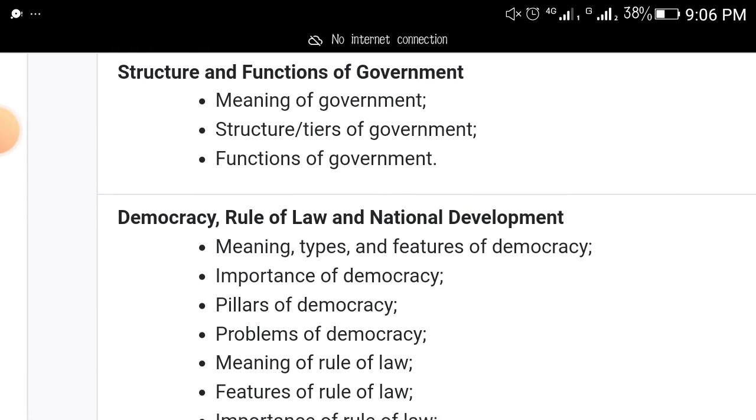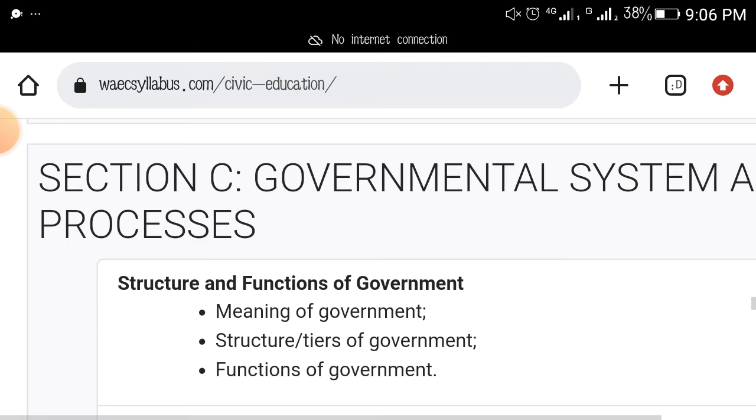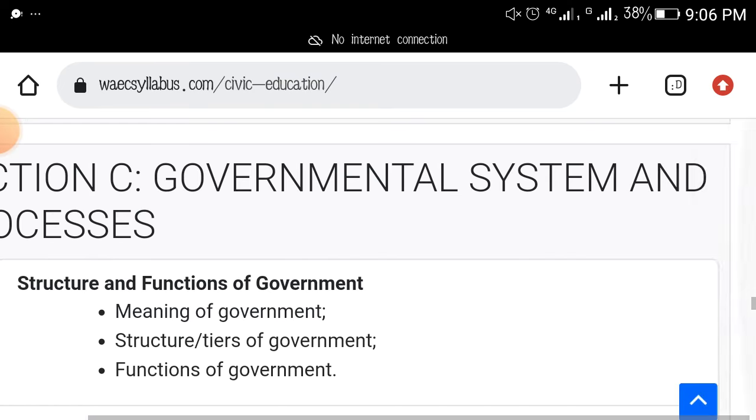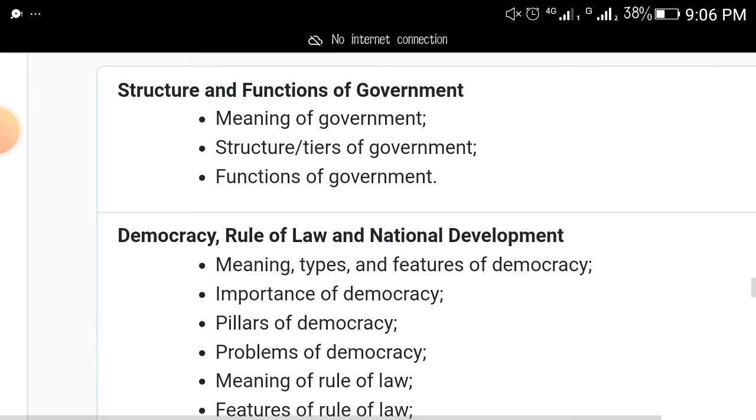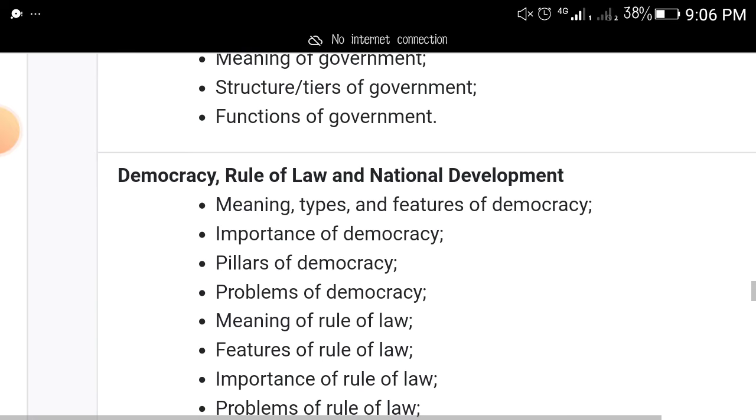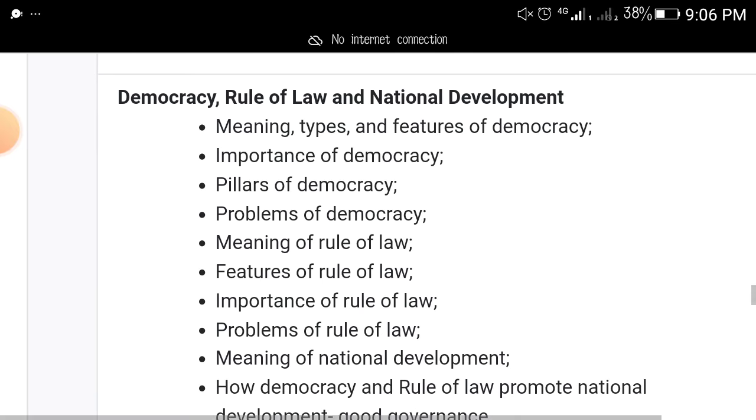Section C is governmental systems and processes. Basically, you need structures and functions of government, which is basically the meaning of government, structures of government, and functions of government. Basically, you have three tiers and functions of government. Another topic you should look for in your textbook is democracy, rule of law, and national development.